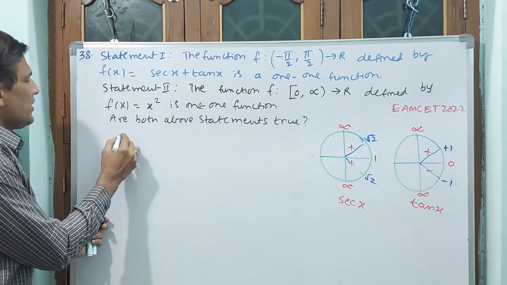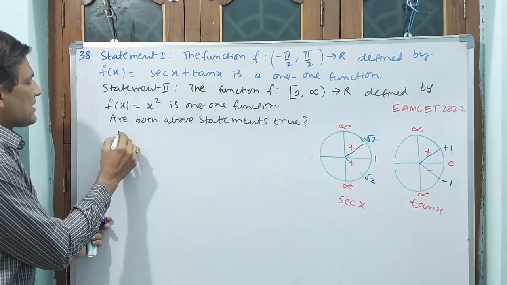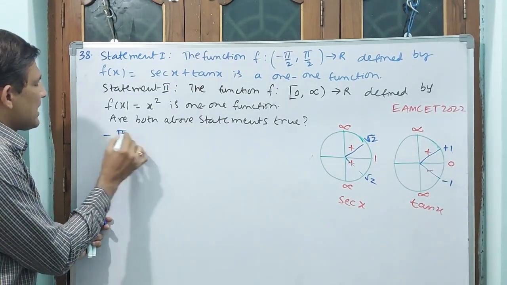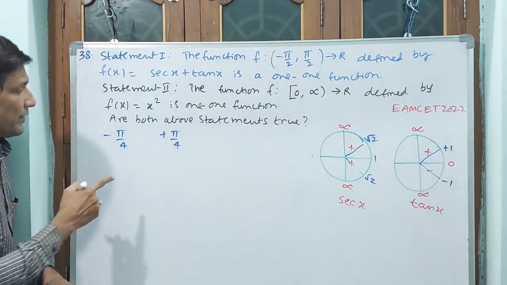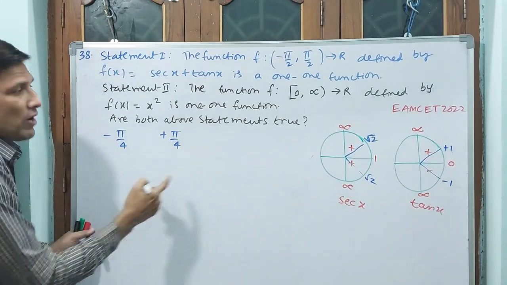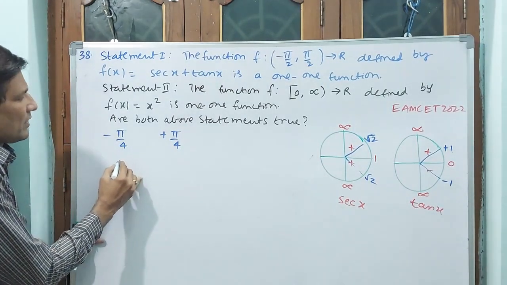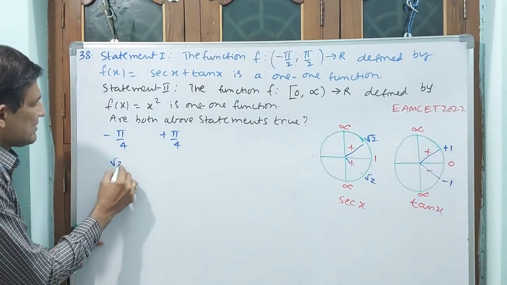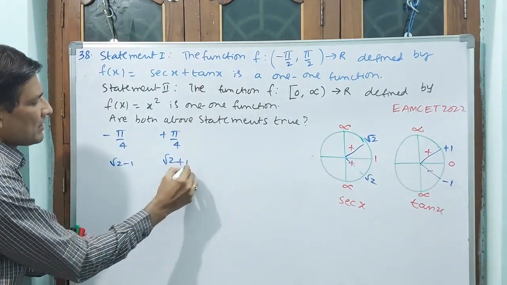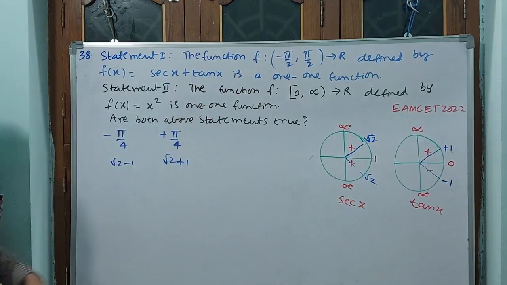I am writing here. You see, plus pi by 4 or minus pi by 4 values. I am writing here. You see, both values we have seen: here minus root 2 minus 1, here root 2 plus 1. Okay, both are different. Both are different means one function.